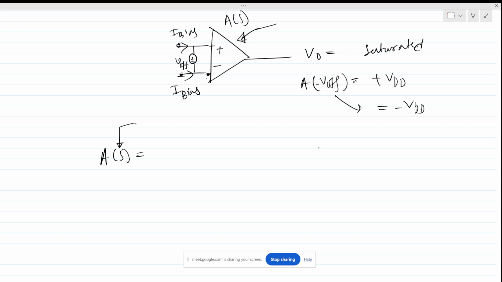frequency dependent, because this is implemented using MOSFETs. So this will be nothing but V out by VD of S, and we are considering open loop. We are not going to do a closed loop circuit yet, we will do that later.